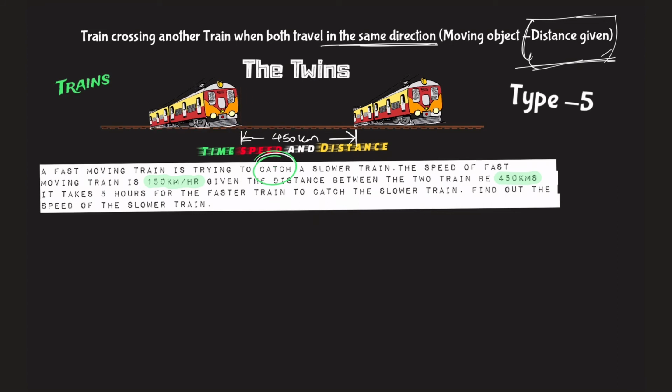Find out the speed of the slower train. Okay, so I'll start with my basic formula. The only formula I know here: time is equal to distance upon speed. Time is given to me as 5 hours. In 5 hours, what is the distance traveled by this train? Because this train is supposed to catch this train, right? So I'll compare everything from the point of view of this train. So distance traveled is nothing but 450 km, correct? Speed, I need to write the speed of this train.